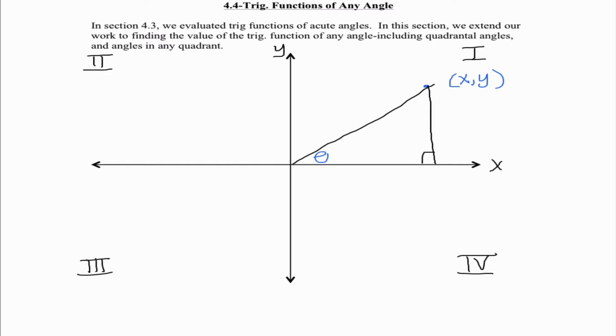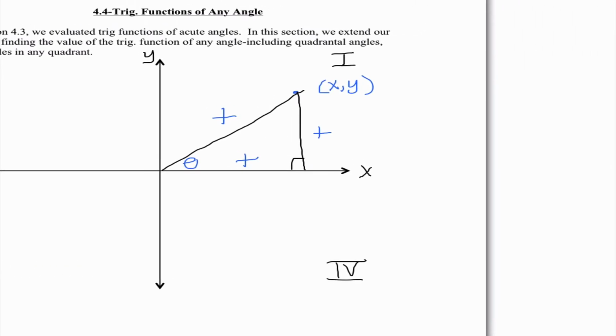And so I'm going to take a moment and just talk about the signs of each side. So I know opposite, I see this is going up, so it is positive. Our adjacent side is going to the right, so that is positive. And the hypotenuse is always positive, so I'm also going to say that that is positive.